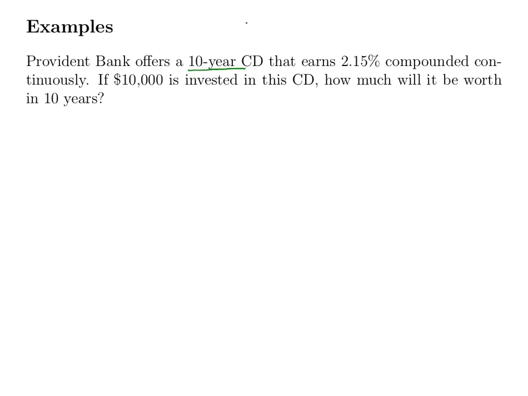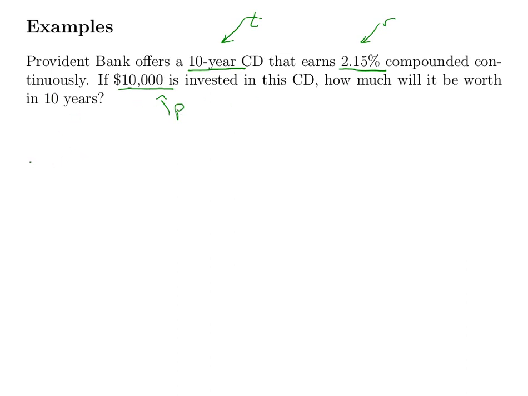Here, I've got a 10-year CD. So that's going to be my T. 2.15%. That's my interest rate. Notice it is compounded continuously. That's good. That means we're using that formula with the e. If $10,000 is invested, that's our initial investment, so that's going to be P. How much will it be worth in 10 years?